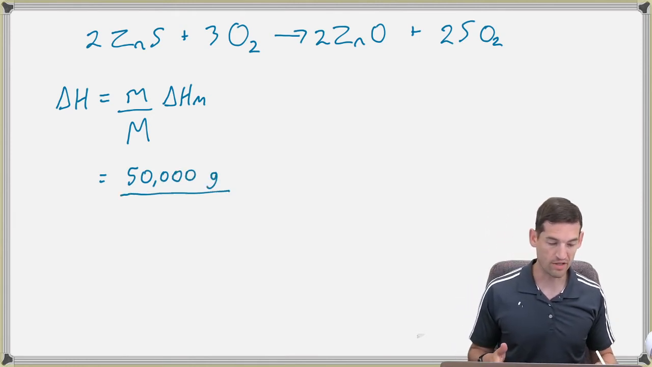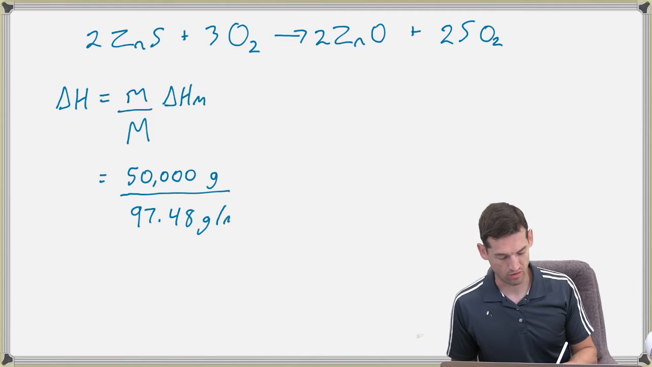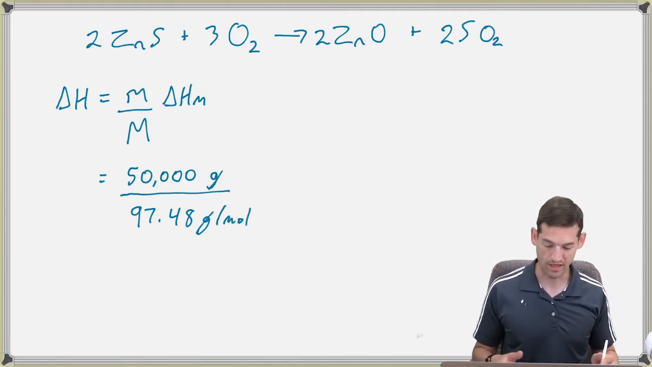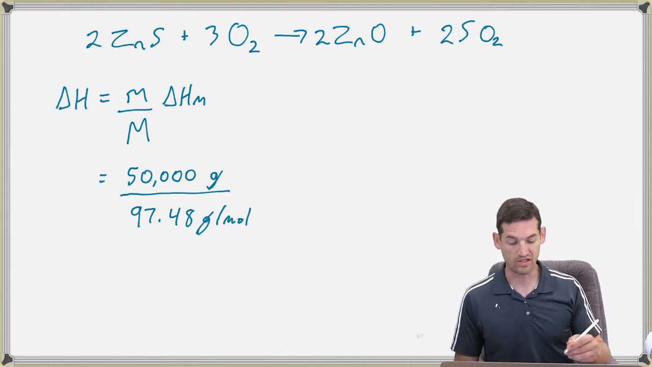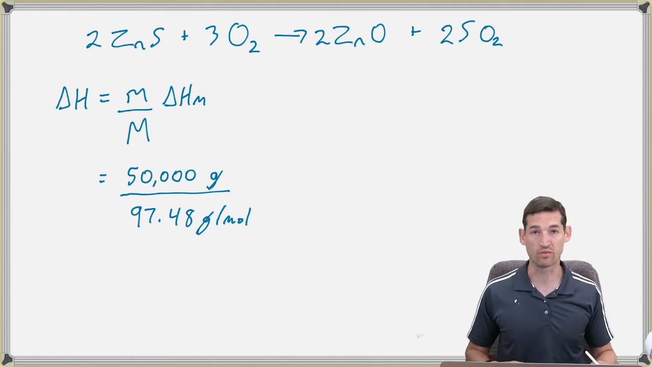And the molar mass of zinc sulfide is 97.48 grams per mole. Okay, so those grams are going to cancel. And then the next thing I need is a delta HM, but I don't have one. This question doesn't give one to me.